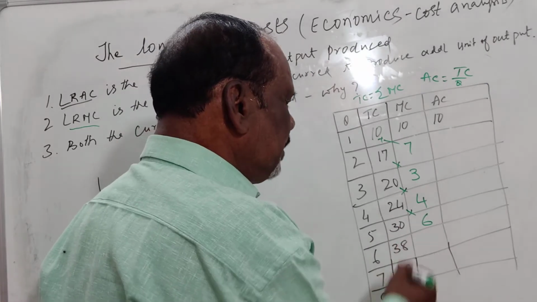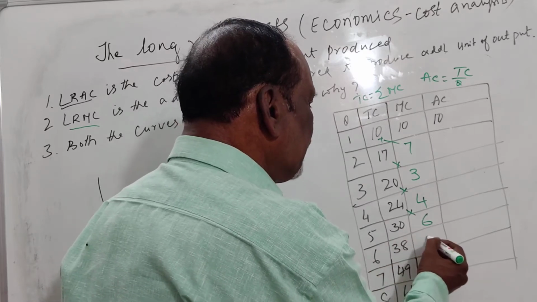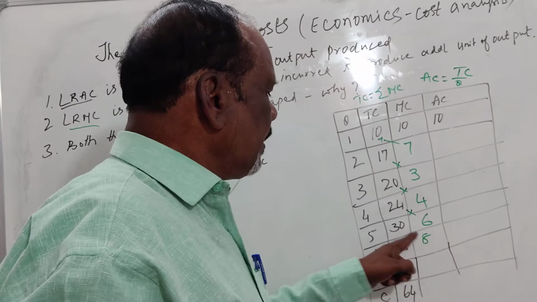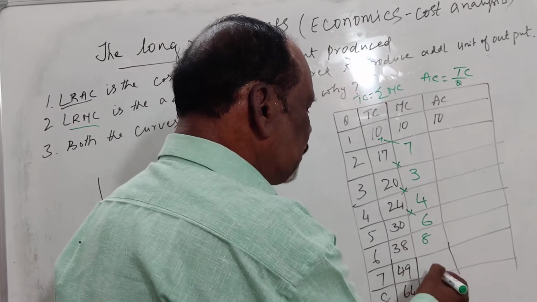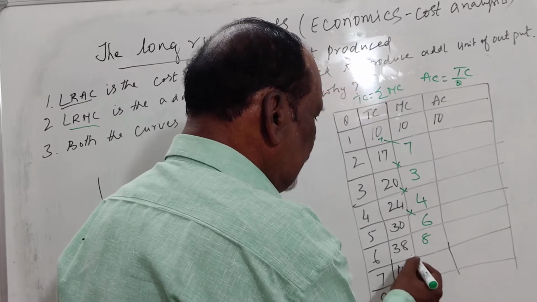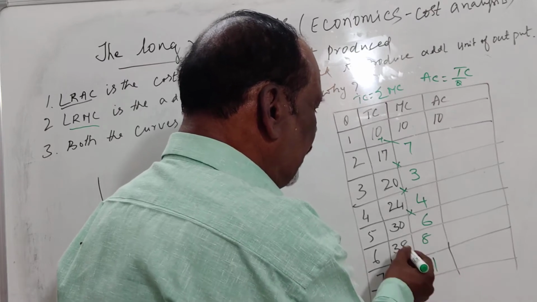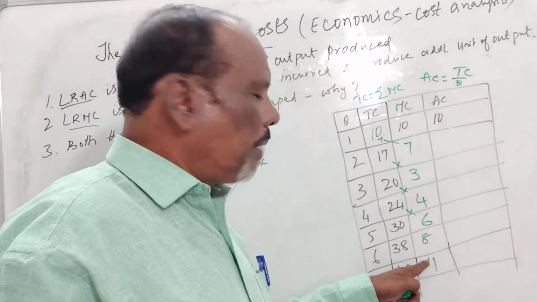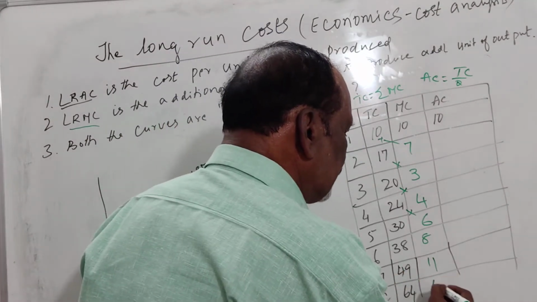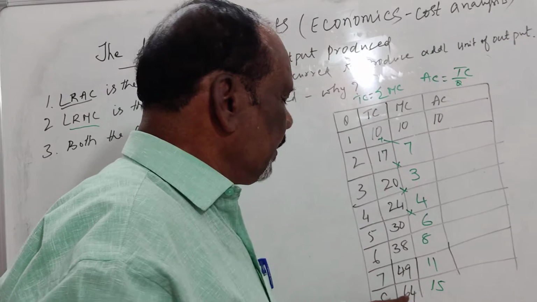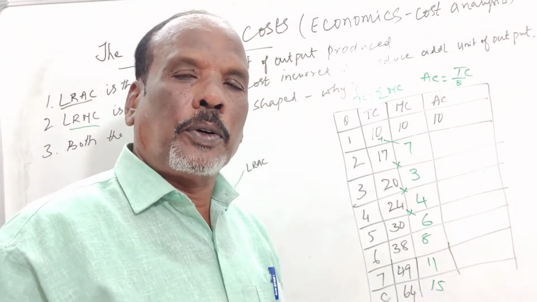And you yourself calculate. So to become 38, what has to be added? 8. 8 plus 30, it becomes 38. Now, what has to be added here? 8. Next, 11. 38 plus 11, it becomes 49. So we are adding 15, that is 49 plus 15, it becomes 64.